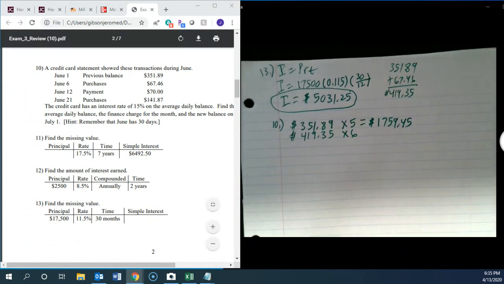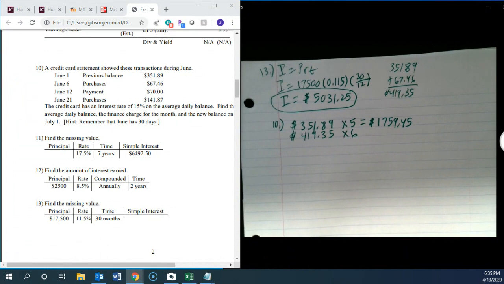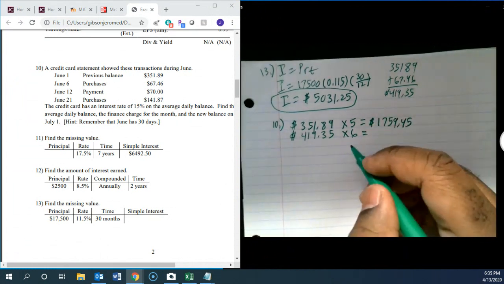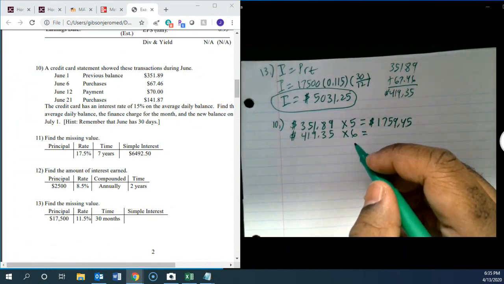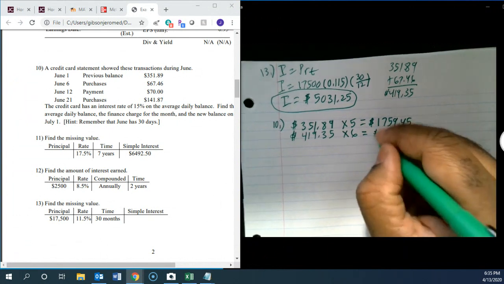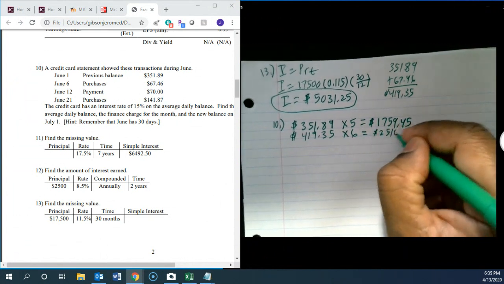Ms. King, do you have a question? Oh, okay, so now we multiply that. So when we multiply this, this will give us $2,516.10.